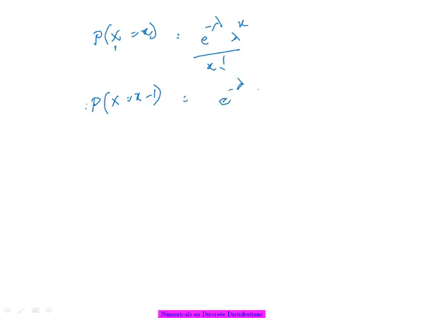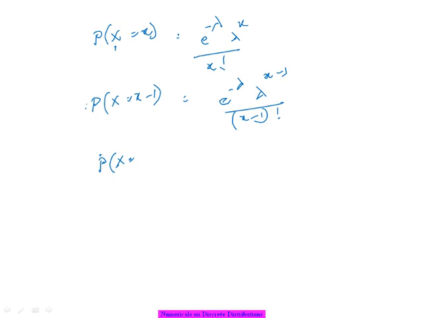So when I am saying probability of x equal to x, we are saying e power minus lambda, lambda power x by x factorial. Okay, P of x equal to x minus 1 is e power minus lambda, lambda power x minus 1 divided by x minus 1 factorial. Now you try dividing one by the other.